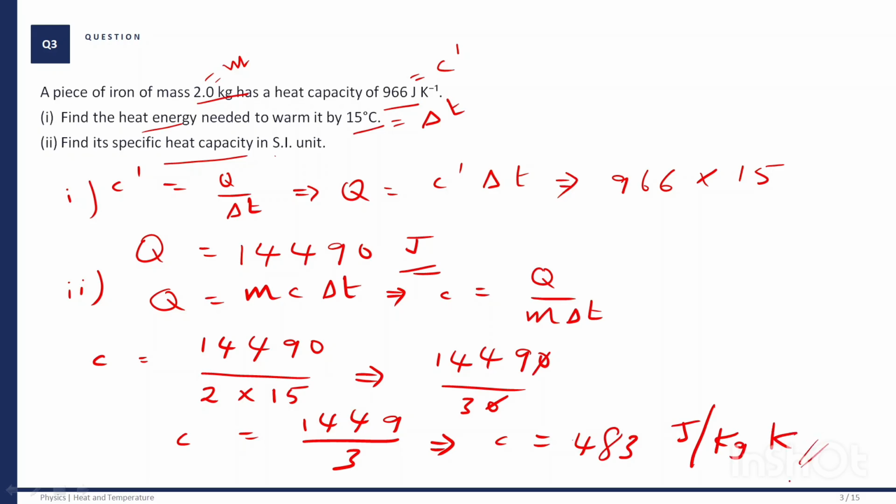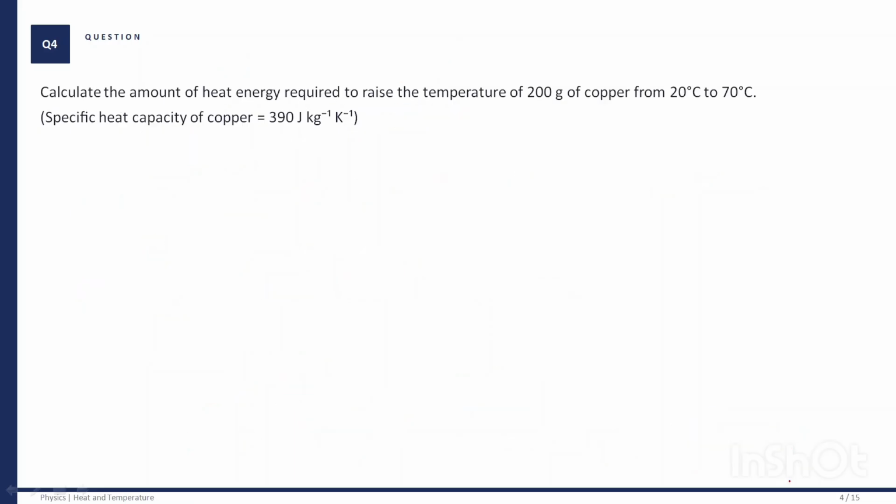So in this question, I have used two formulas. The one is C equal to Q by delta T. The other one is Q equal to m c delta T. The next question.